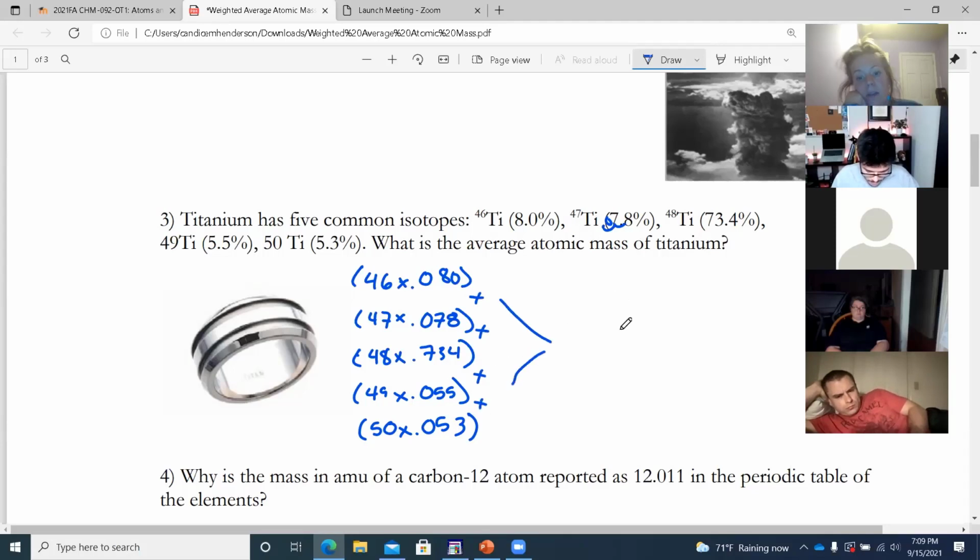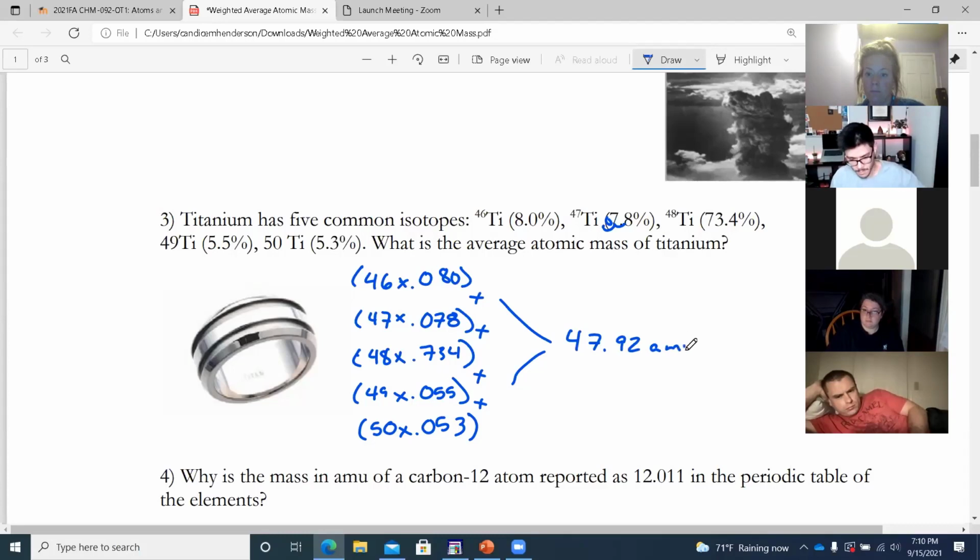You'll calculate all those and we add them all together, and we get a total value of 47.92 AMU. Technically, since these are such kind of cruddy numbers, we would round to 2 sig figs, so it would be 48 AMU. But I'd be fine if you gave me the 2 decimals though.